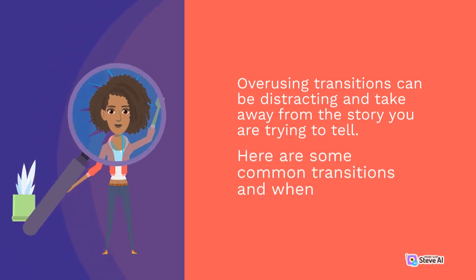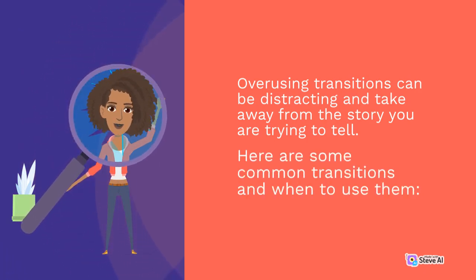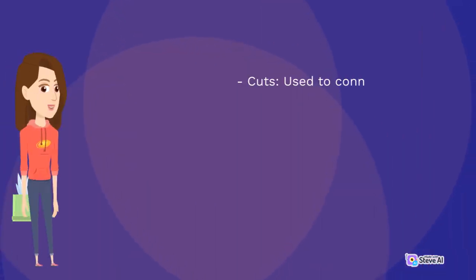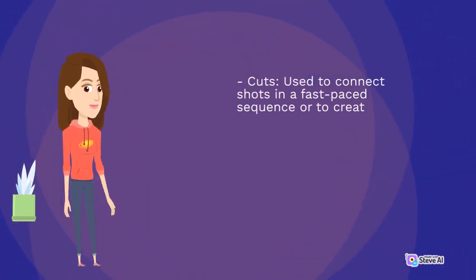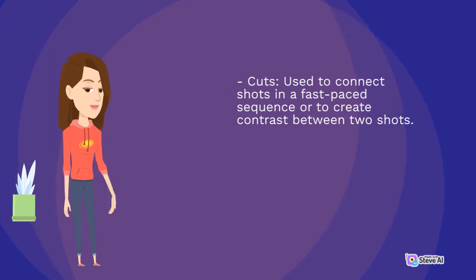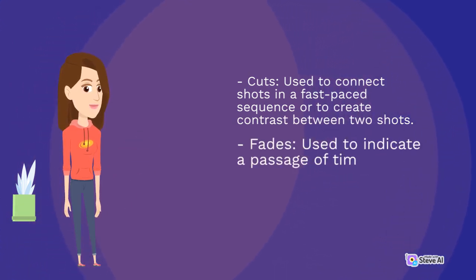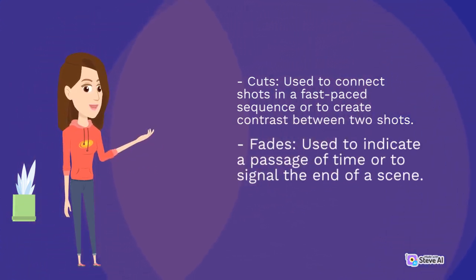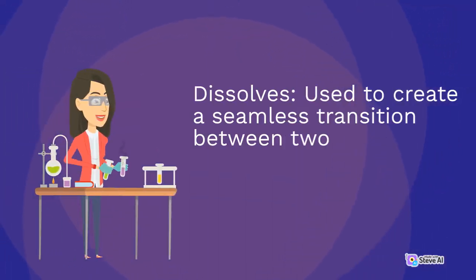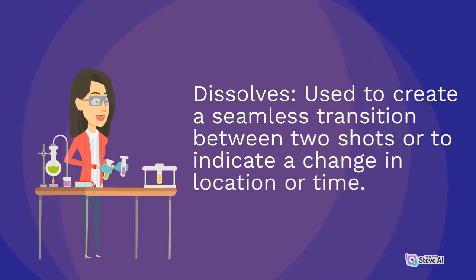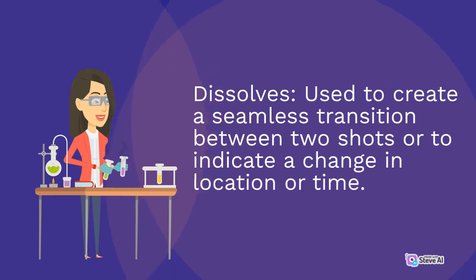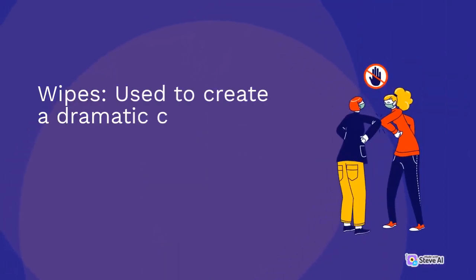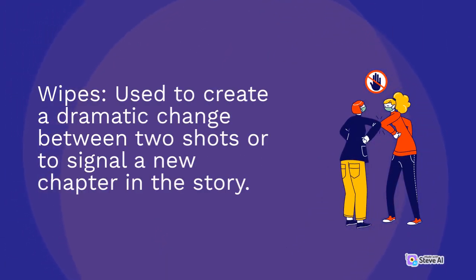Here are some common transitions and when to use them. Cuts, used to connect shots in a fast-paced sequence or to create contrast between two shots. Fades, used to indicate a passage of time or to signal the end of a scene. Dissolves, used to create a seamless transition between two shots or to indicate a change in location or time. Wipes, used to create a dramatic change between two shots or to signal a new chapter in the story.